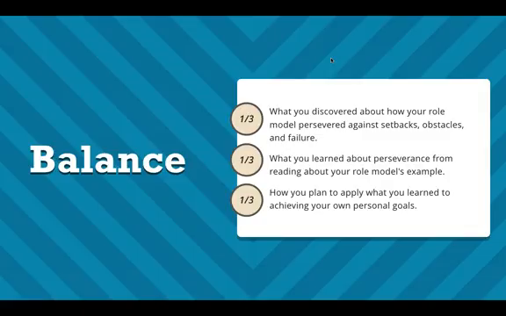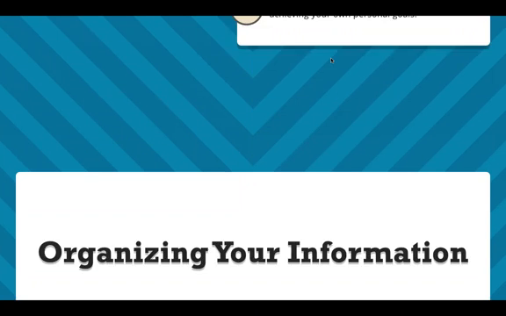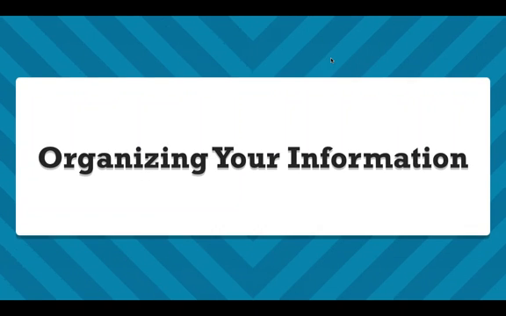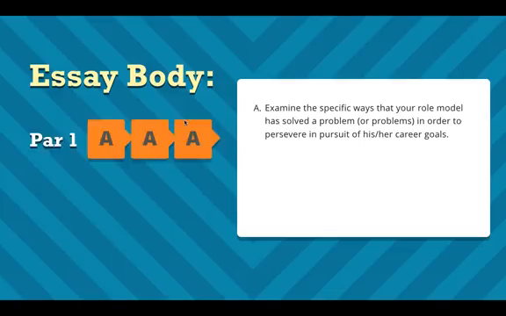And there are various ways you can use that to organize your paper. For instance, if we talk about the body of your essay, if we think of point A as being the specific discussion of the obstacles that your role model overcame, okay, or the problems that she or he solved, or the setbacks that she or he encountered, we could have a single paragraph that just covers those 3 examples.